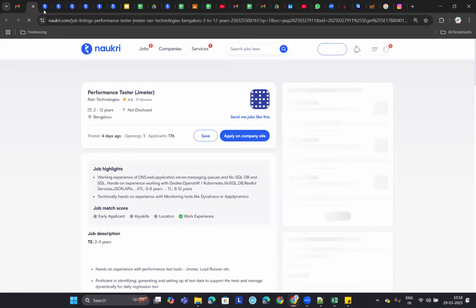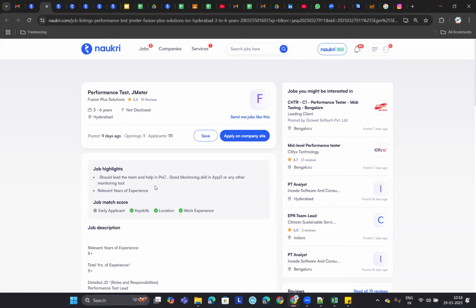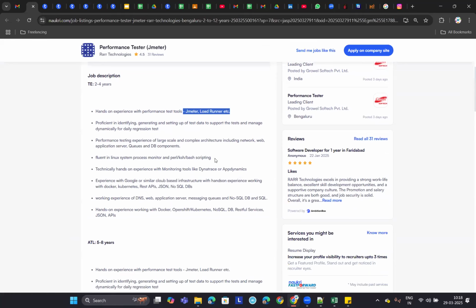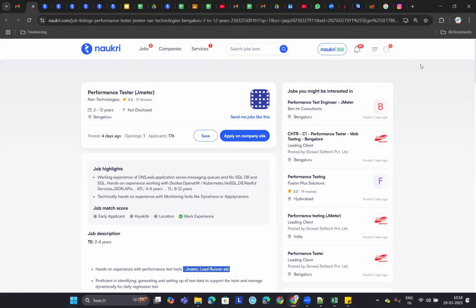Rare Technologies. This is another company where I am seeing a lot of openings from a couple of weeks. This Fusion Plus Solutions, Hyderabad, for 3 to 6 years experience, and then Rare Technologies, 2 to 12 years. Docker, Kubernetes, RESTful services, JSON APIs, Dynatrace or App Dynamics, JMeter and LoadRunner. Primary tool requirement is LoadRunner and JMeter. Okay. So good thing is, we have openings for 2 years experience onwards in performance testing.